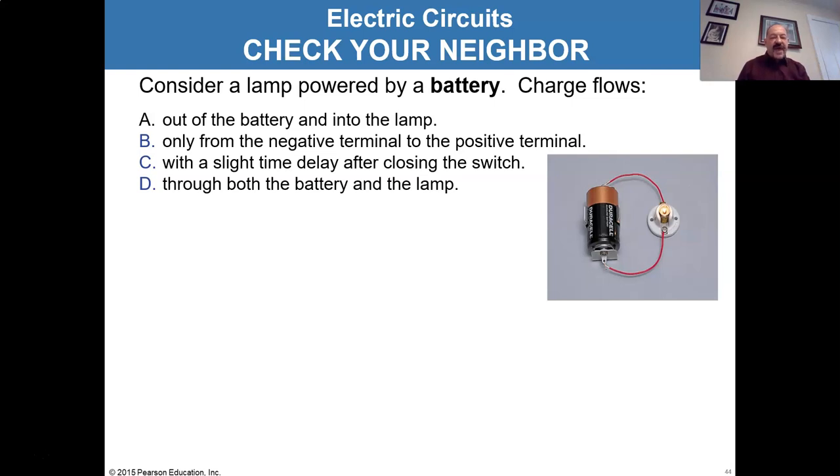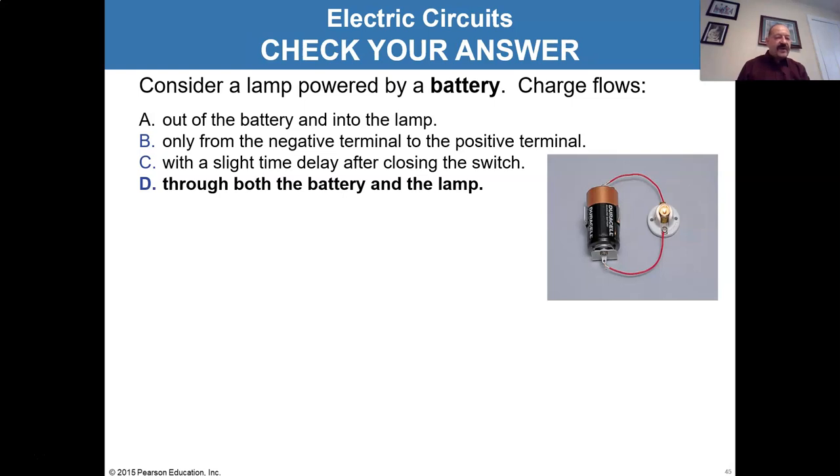Charge flows: A, out of the battery and into the lamp; B, only from the negative terminal to the positive terminal; C, with a slight delay after closing the switch; D, through both the battery and the lamp. Okay, I'll let you think about that for a second.